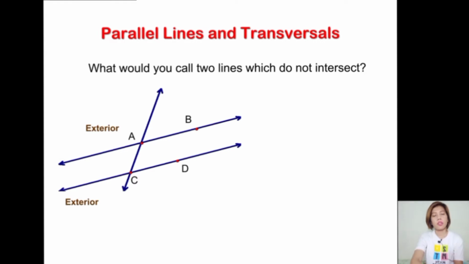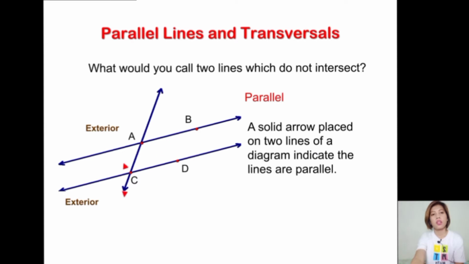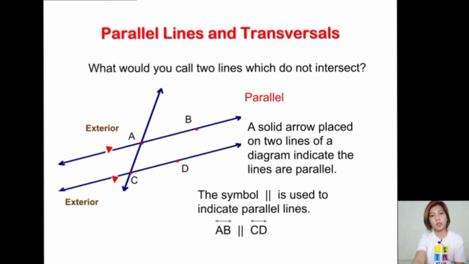So, we have here, what do you call two lines which do not intersect? So, ano daw yung mga lines na hindi nagtatagpo? So, the answer is parallel lines or parallel. So, a solid arrow placed on two lines, kagaya niyan, yan yung markings na mag-indicate sa atin na yung lines ay parallel. So, we can say here that line AB is parallel to line CD.